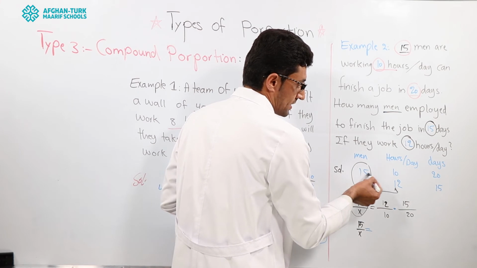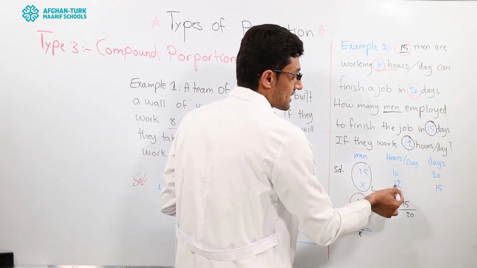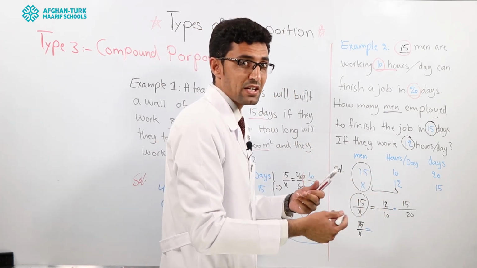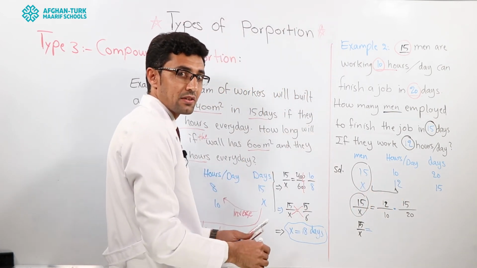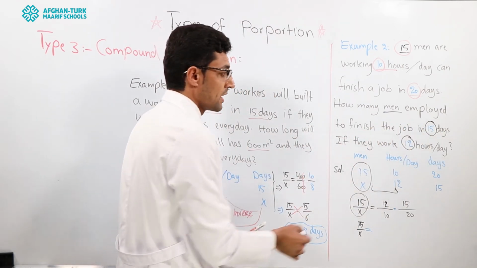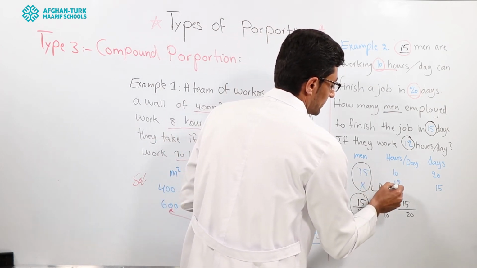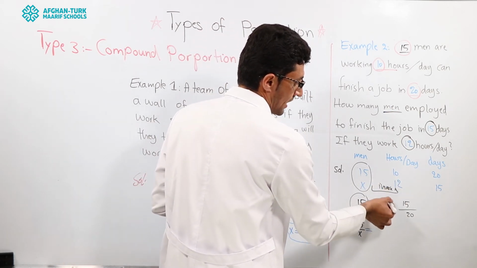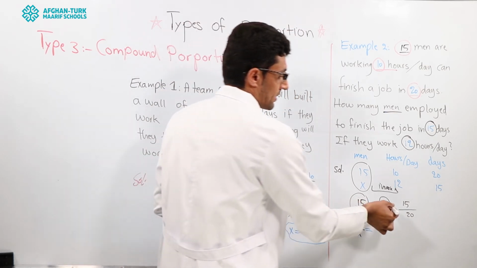If the men are 15 and they work 10 hours per day, now we see that if they work 12 hours per day, it means 2 hours much more. So the number of men will decrease. If the time increases, the number of men will be reduced. So it means that it is inverse. So we write it inverse. It is 10 over 12, but I have to write 12 over 10.